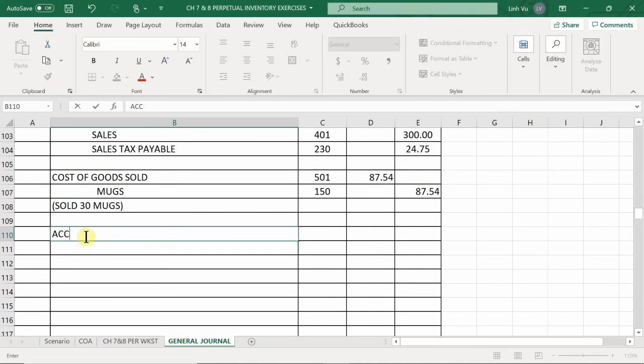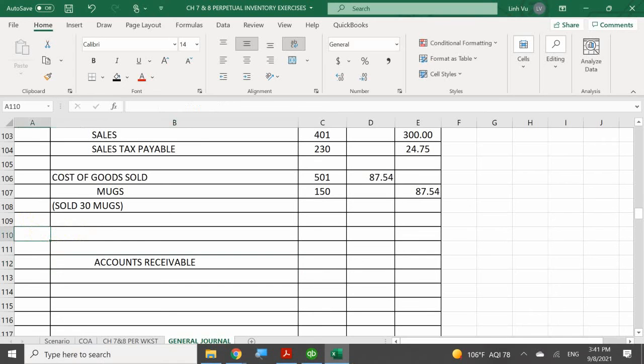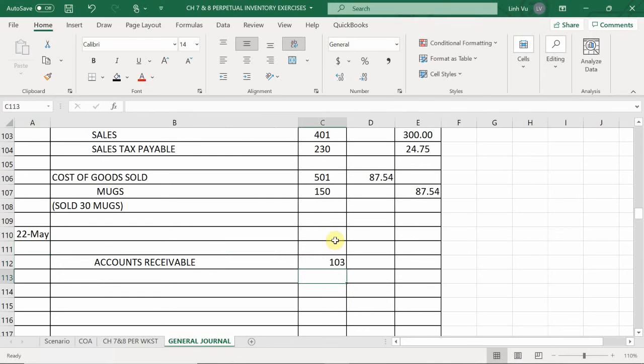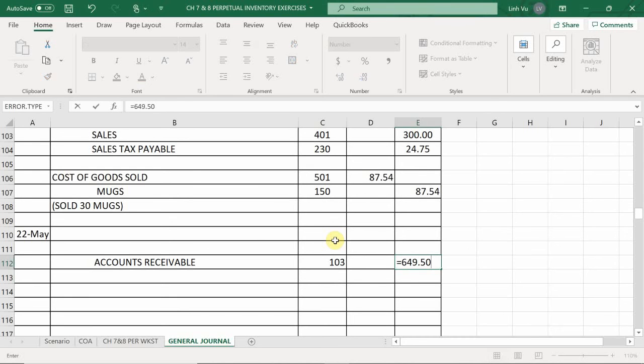So therefore, it's going to reduce the amount of accounts receivable. Okay? And this is on May 22nd. Okay? Accounts receivable is 103. And in this case, right, if we take the 264.50 minus the 324.75, you're going to get 324.75.